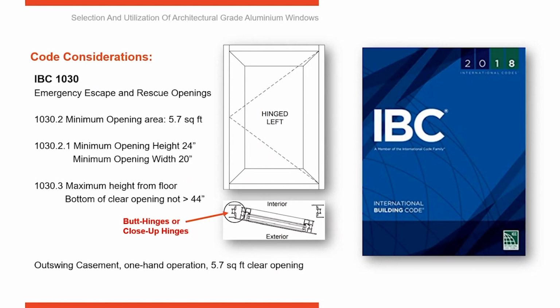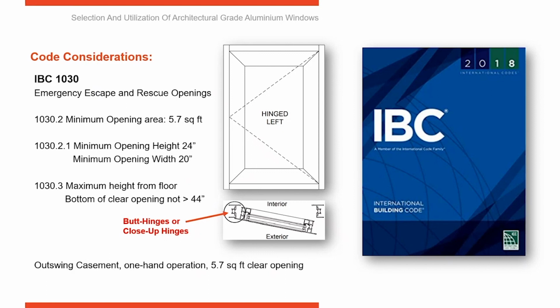International Building Code, I mentioned earlier, emergency egress windows. So that is part of IBC 1030. And what IBC 1030 goes on to talk about is for emergency egress windows, you have to have a minimum clear opening of 5.7 square feet. Then also minimum opening height of 24 inches.